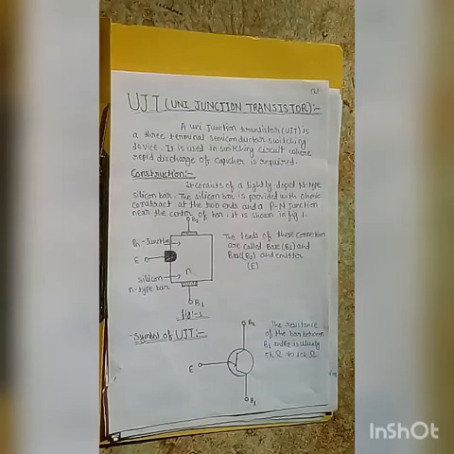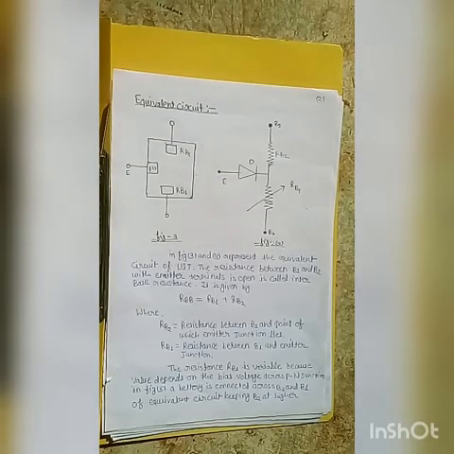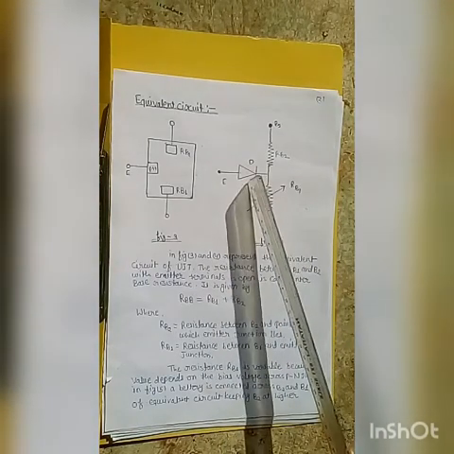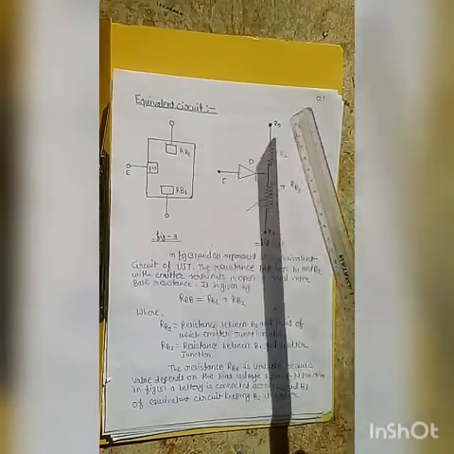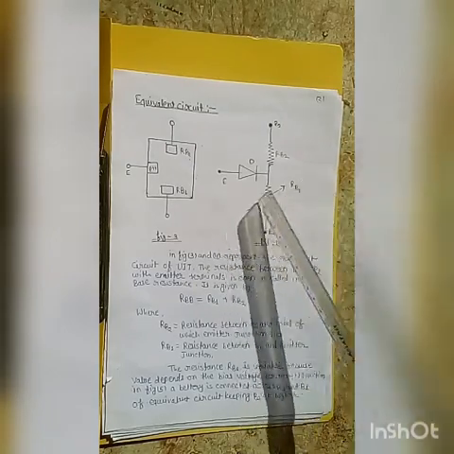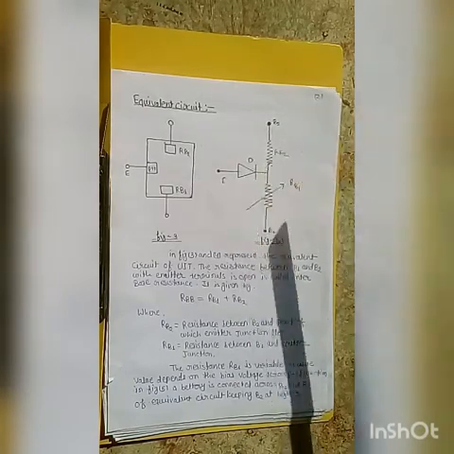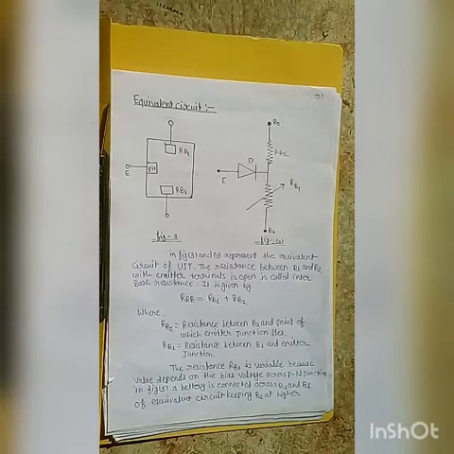The resistance of the bar between B1 and B2 is usually 5K ohm to 10K ohm. This is the equivalent circuit. This is the diode D. This is the emitter E. This is the base B2. This is the base B1. This is the barrier resistance. This is the resistance RB2, resistance RB1. The equivalent circuit of UJT.